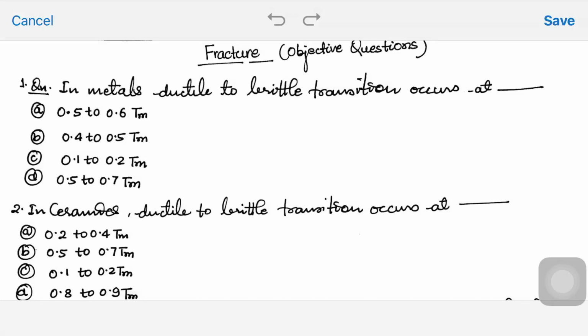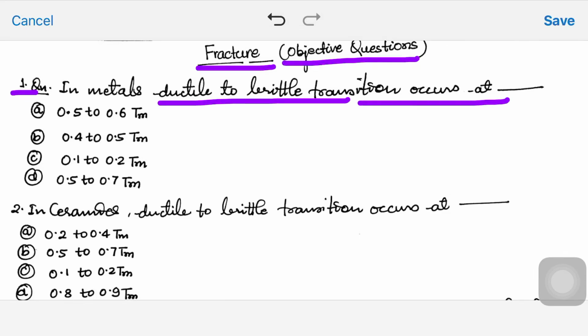Good morning. Today I am going to discuss some of the objective questions of the fracture. So let's see the first question. In metals, ductile to brittle transition occurs at. So in what temperature range basically does the ductile to brittle transition occur in a metal, when the metal undergoes brittle fracture from ductile?